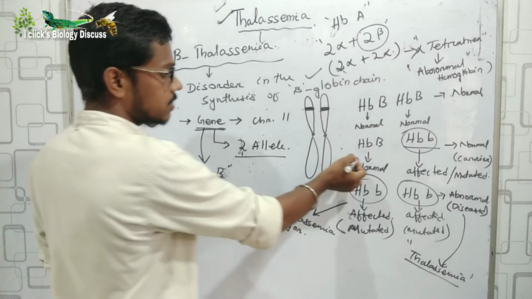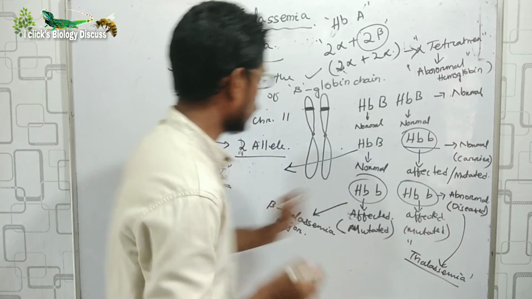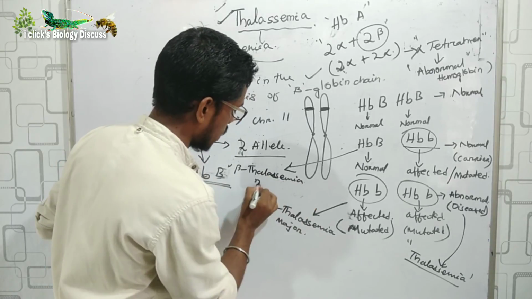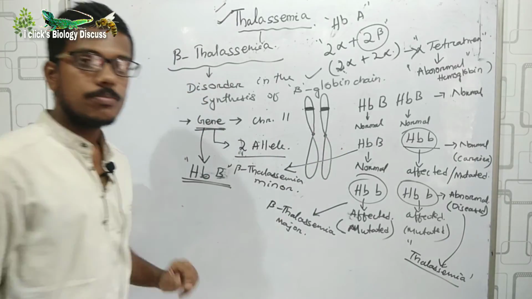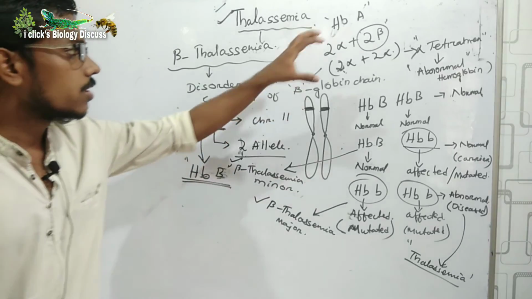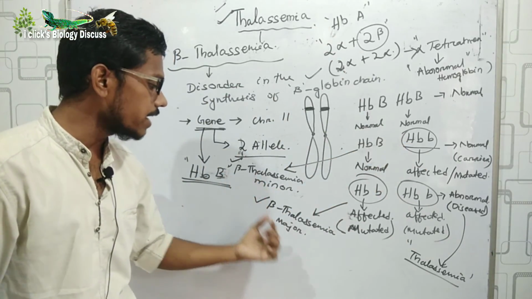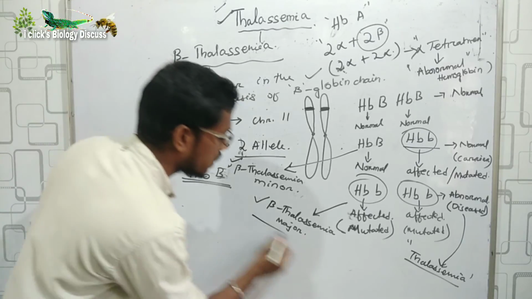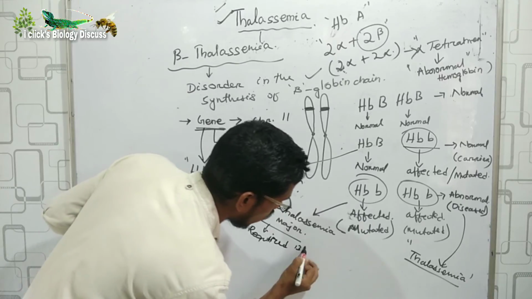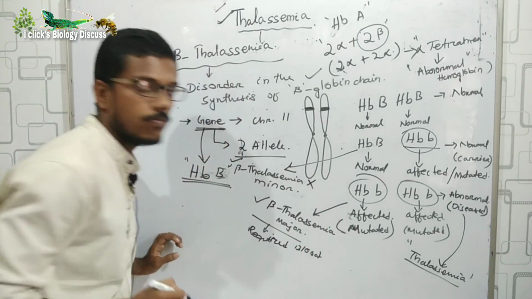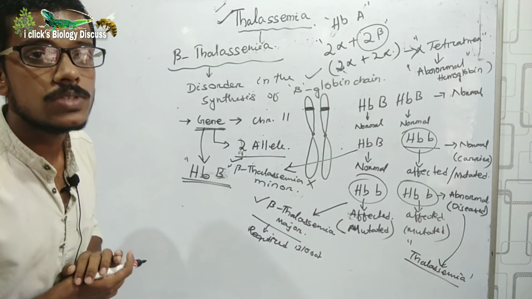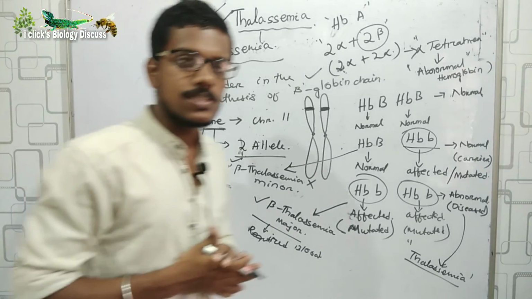And this is the carrier one, that is called beta thalassemia minor. So there are 2 kinds of disorder in the beta globin chain: beta thalassemia minor and beta thalassemia major. This person will require blood, but this person will not require blood, and that person is the normal one, and this person is the only affected one. Okay, I think you understand this clearly.